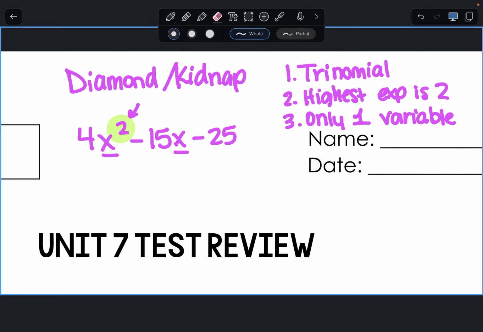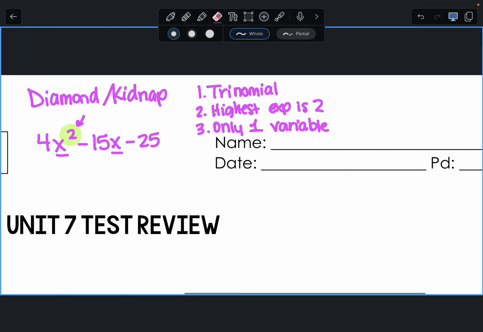No, this is all review. Only one variable. Does that make sense? Only one variable, or should I elaborate on that? No, that doesn't make sense. Elaborate. Only an X. Like only if it's a Y, only a Y.